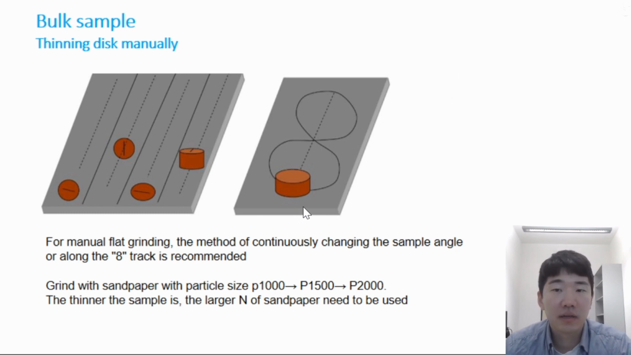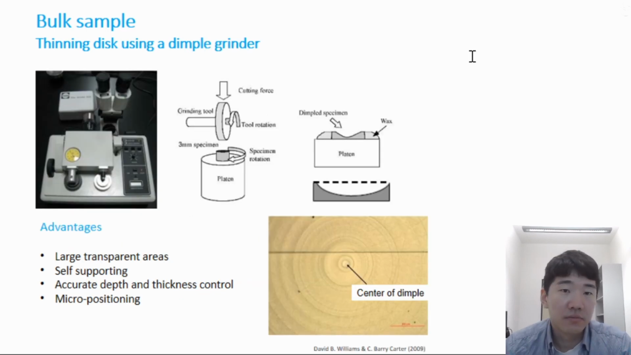As written here, the sandpaper particle size should be reduced step by step, like P1000 to 2000, something like this. The thinner the sample is, the finer the type of sandpaper that should be used. After you are done thinning with a certain type of sandpaper, you should wash your sample properly. Otherwise, the remaining ceramic particles from the paper will scratch your sample in the next final thinning process.